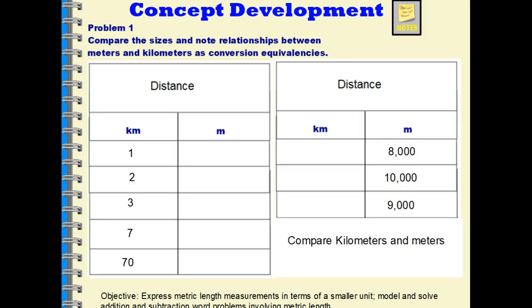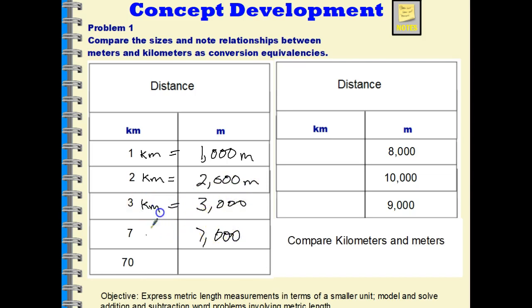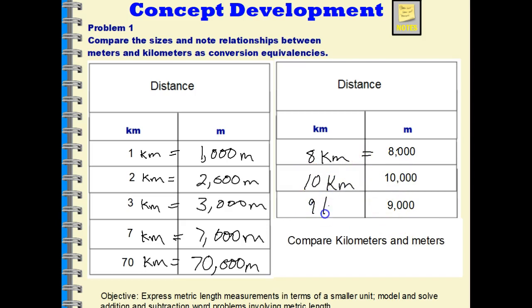Alright, compare the sizes and note relationships between meters and kilometers as conversion equivalencies. So 1 kilometer, and I just want you to write this like 1 km equals 1,000 m. So 2 km equals 2,000. 3,000. 7,000. So just write this in your notebook. You don't have to draw the chart unless you want to. But just write 7 kilometers equals 7,000 meters. 70 kilometers equals 70,000 meters. So 8,000 meters equals 8 kilometers. 10,000 equals 10 kilometers. 9,000 equals 9 kilometers.